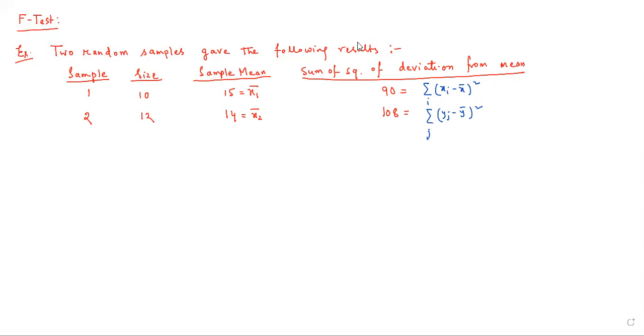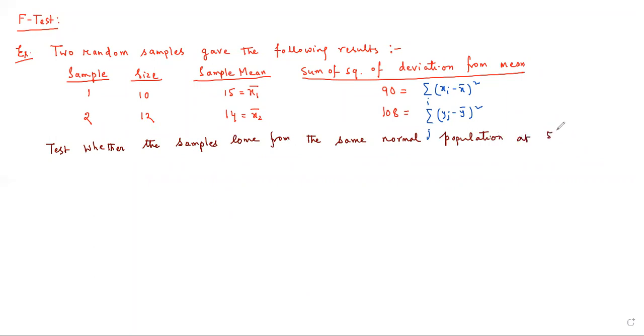And we need to test whether the samples come from the same normal population at 5% level of significance. Okay, and some tabulated values are given.